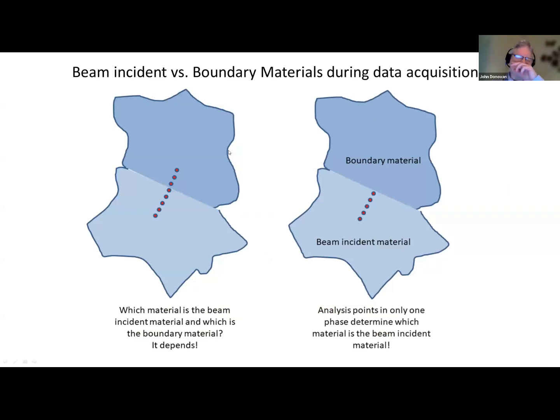This is an important distinction, because depending on whether the analysis points are in a beam incident modeled material or the boundary modeled material, you need to specify that. If your traverse goes across a grain boundary, you can't apply the same model to all the points. You have to look at only the points on one side of the boundary or the other, because what's a beam incident material and what's a boundary material makes all the difference in the physics.